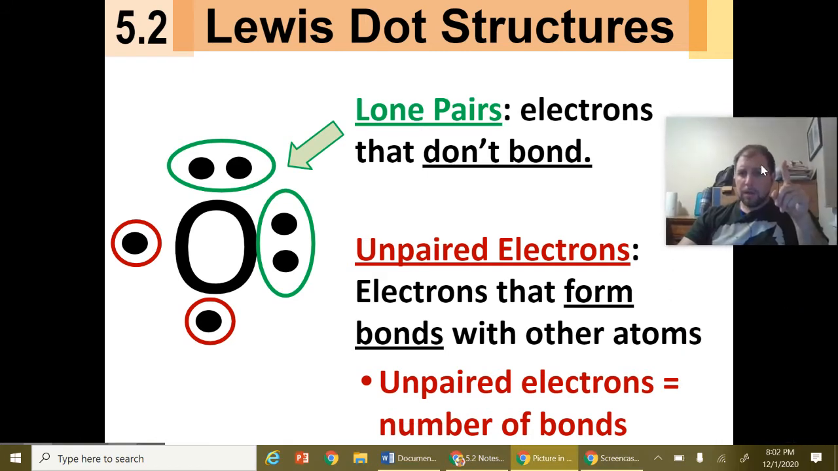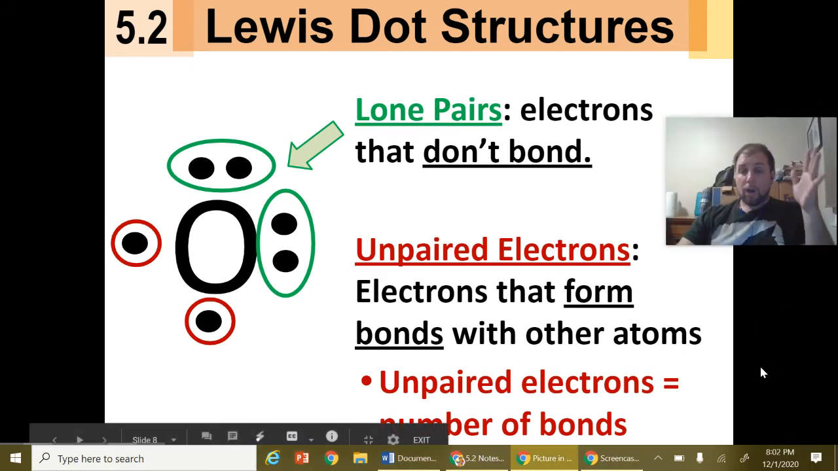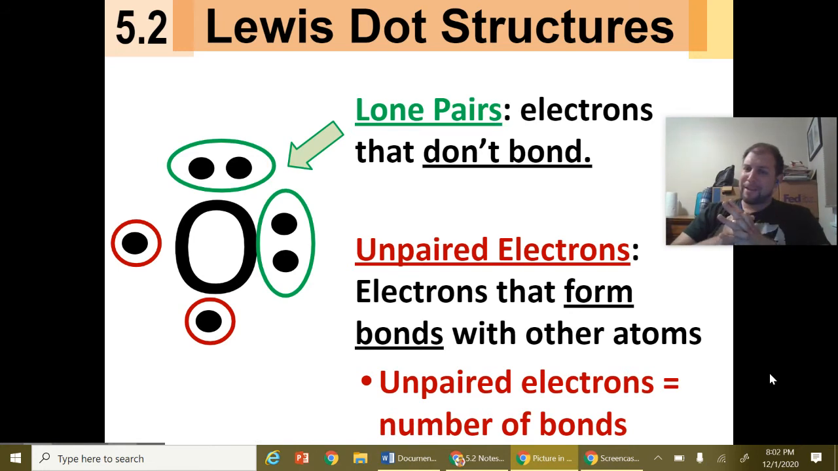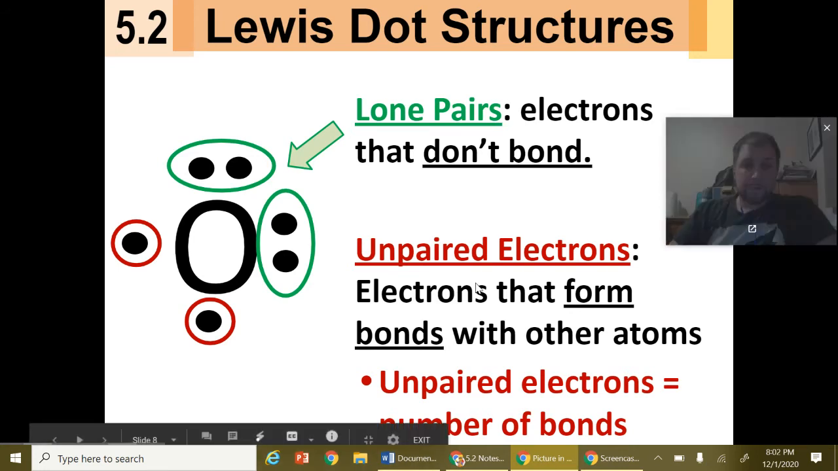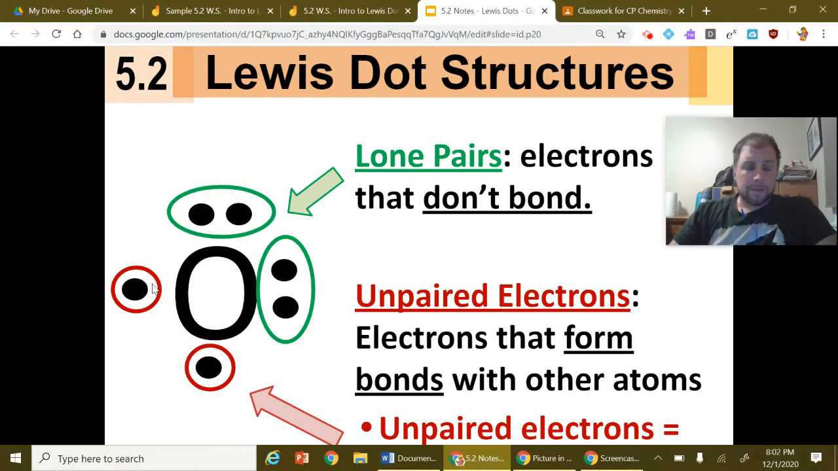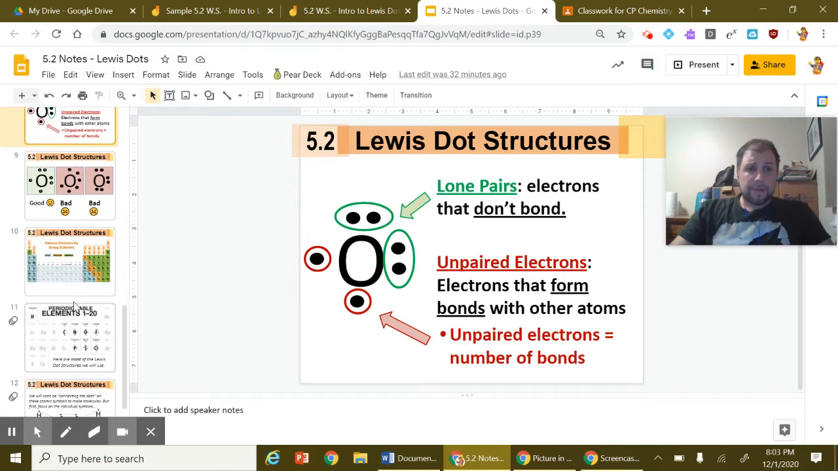However many of these unpaired electrons you have around the central atom, that is how many bonds that particular atom will form. And that's going to be very important for the game we're going to play on Thursday and Friday, where we connect these dots and build up these molecules. Okay, so let's take a look. I'm going to do some sample problems for you now.